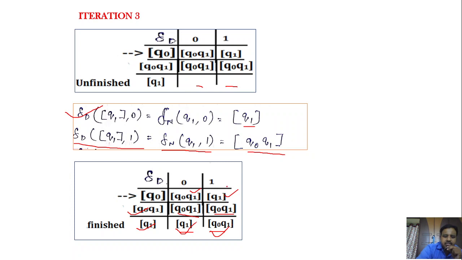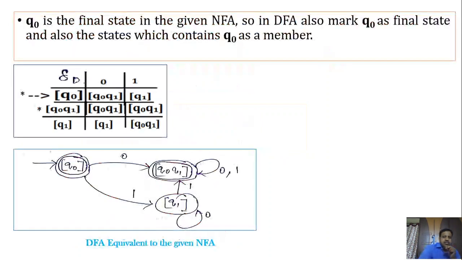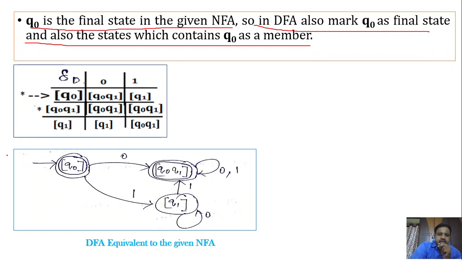Then the next thing we need to do is to mark the final state, right? So what is the final state in the given NFA? Q naught is the final state. So wherever you have Q naught in the DFA, mark that as a final state. So this will be a final state, and this also will be a final state. Why? Because we have the final state Q naught as a member in the DFA. The same thing I have explained here: Q naught is the final state in the given NFA, so in the DFA also mark Q naught as a final state and also the states which contain Q naught as a member. So we got this as a final state and this is also a final state.